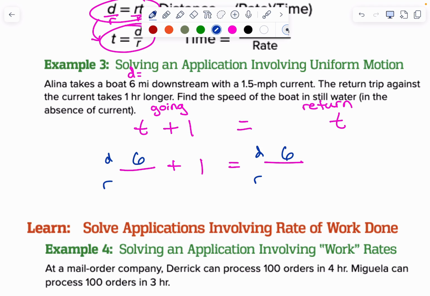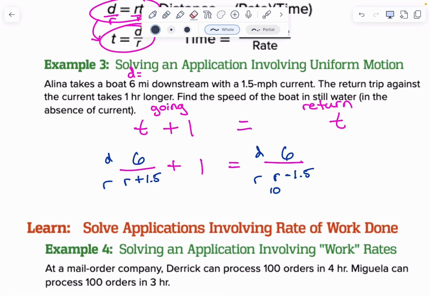The rate. I'm going to be rowing at the same rate, but if I am going with the current, let's call my rate r. It's going to make me feel like I'm going 1.5 miles per hour faster than my rate. So if I'm rowing at 10 miles per hour, it's going to make me feel like I'm going 11.5 miles per hour, right? But the return trip, since I'm going against the current, if I am going 10 miles per hour, it's going to make me feel like I'm going 8.5 miles per hour, right? Because I'm subtracting that.